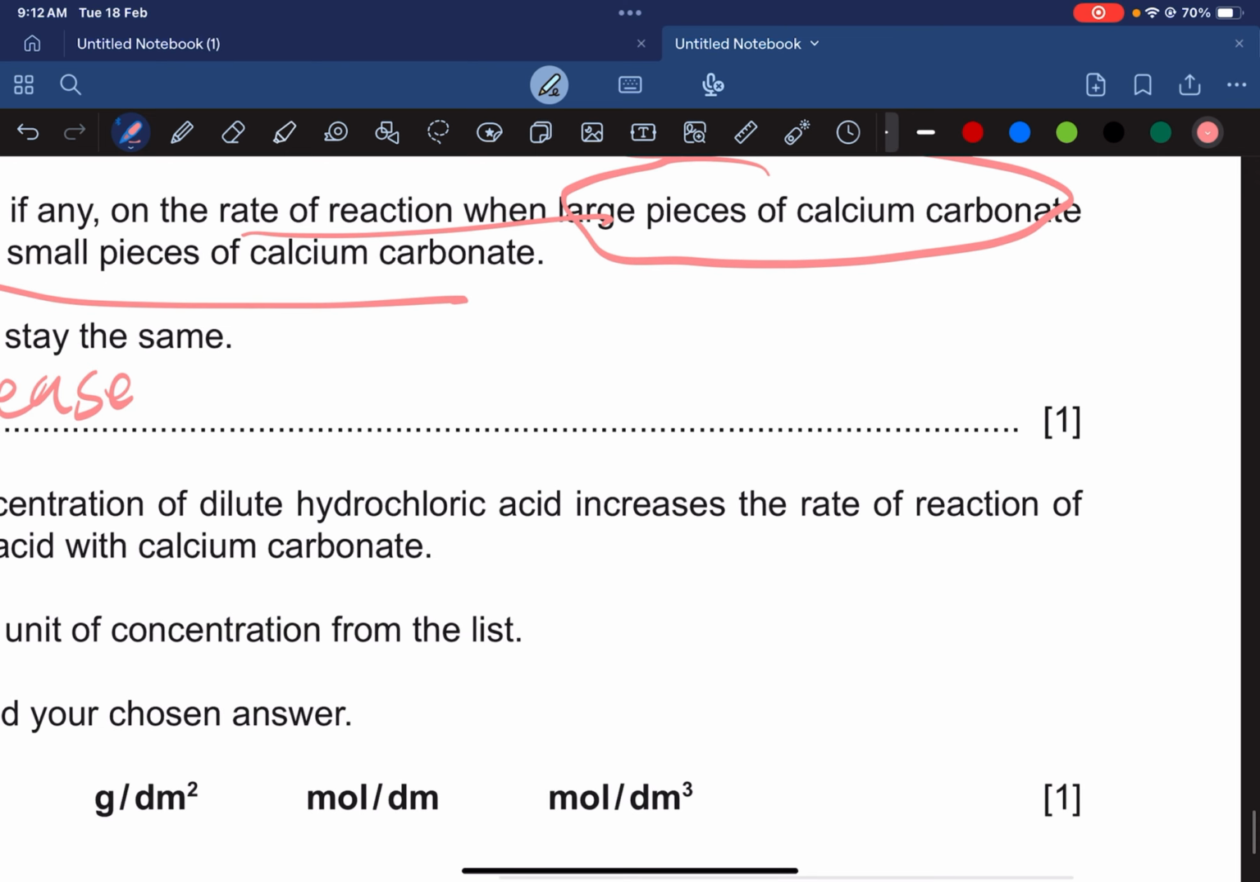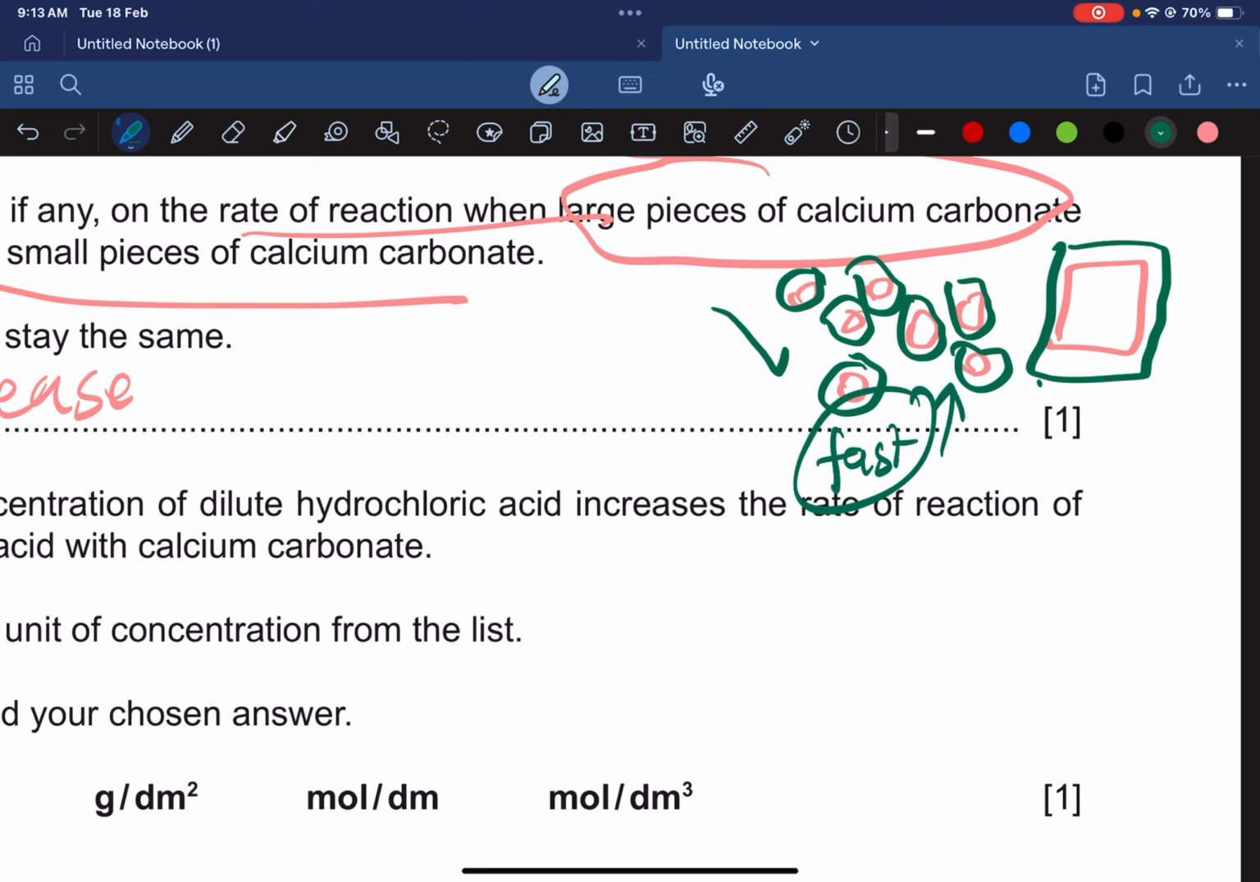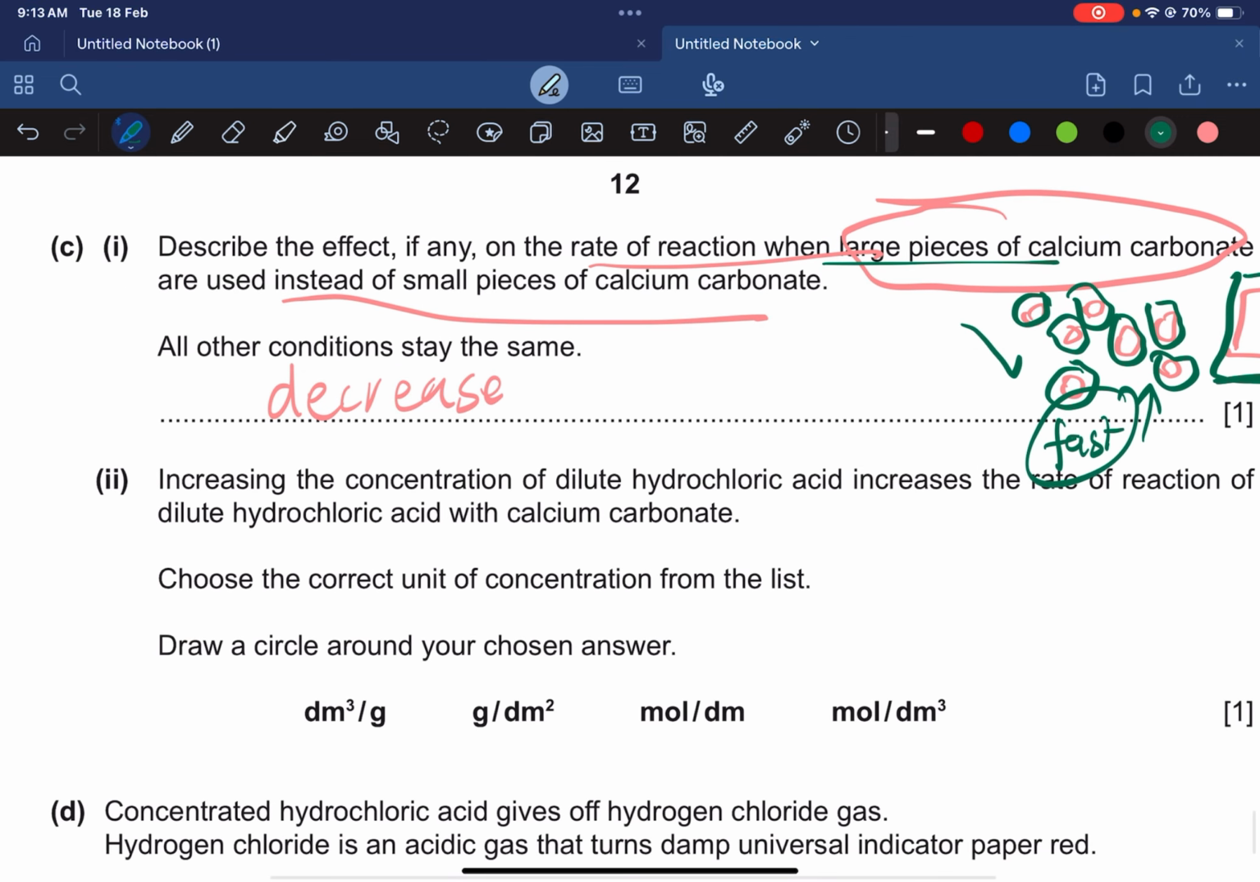Because look, this is a large piece and these are all the small pieces of calcium carbonate. Now look at the surface area. I'm drawing the surface area with green. This is the surface area of the large piece and this is the surface area of the small pieces. Now look, which has a larger surface area? Obviously the small pieces have more green surfaces, so the small pieces will react faster and the rate will be more. When the large pieces are used, the rate will decrease.